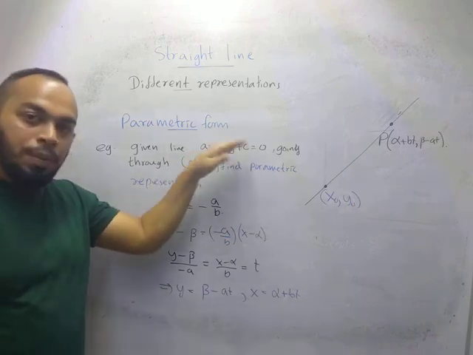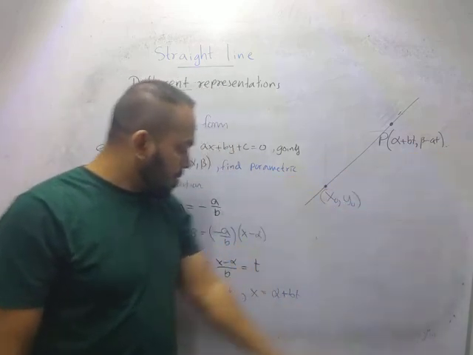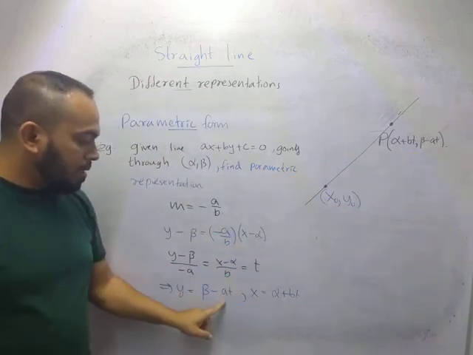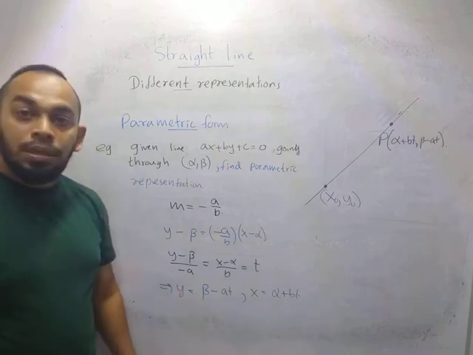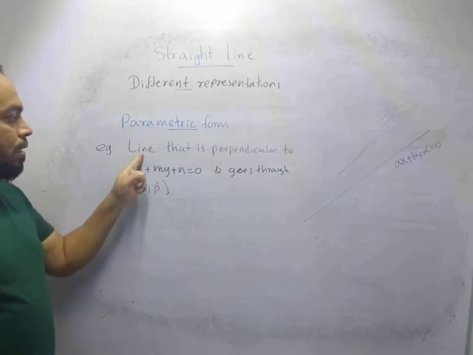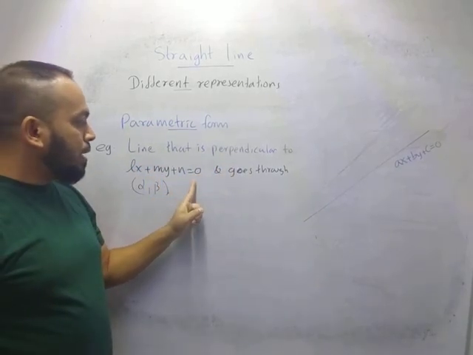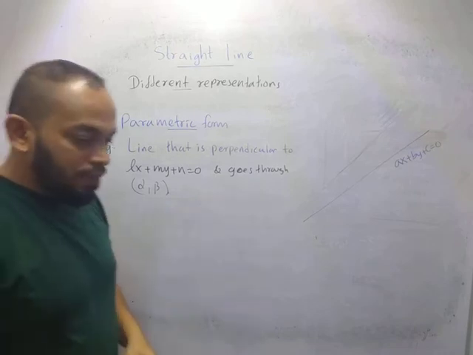From the standard form, we get the parametric representation: beta minus A t, alpha plus B t. So let's look at another example: a line that is perpendicular to Lx plus My plus N equals 0 and goes through (alpha, beta).